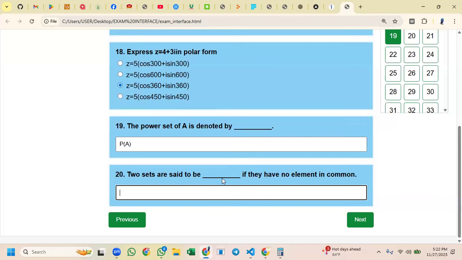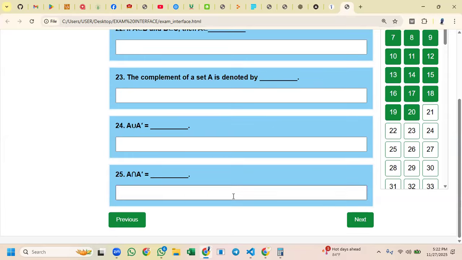Two sets are said to be dash if they have no element in common. We've answered a question that looks like it, but in another form. They are said to be disjoint. Don't forget the question we answered under disjoint sets earlier. So they are said to be disjoint if they have no element in common.